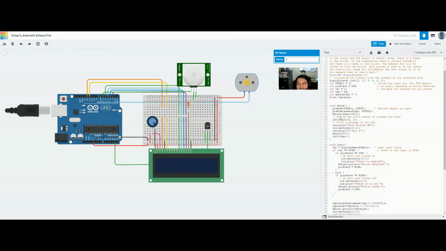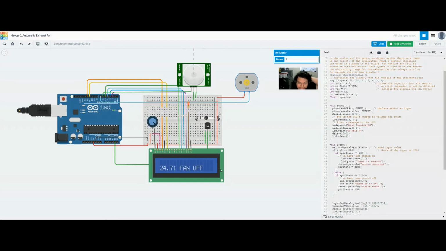As we can see from the void setup, the PIR and the exhaust fan are set as input and output respectively, and we have Serial.begin 9600, so we can see the result in the serial monitor. We have lcd.begin to start the LCD. If we start the simulation, this is the void setup for the first LCD. It will show the startup, and the content is our names.